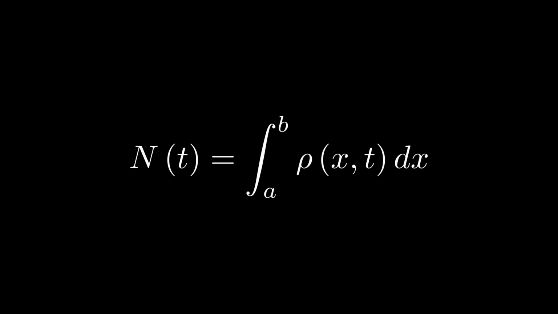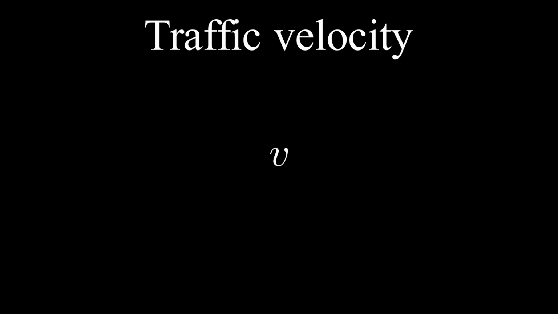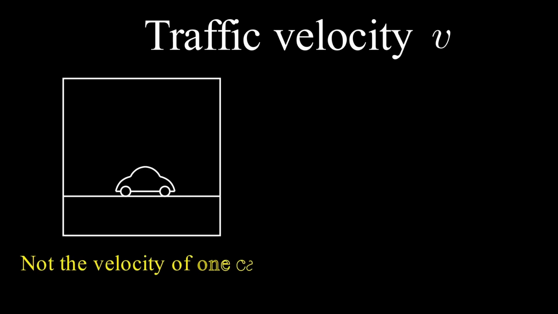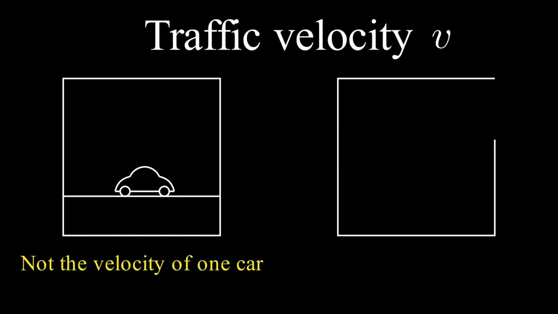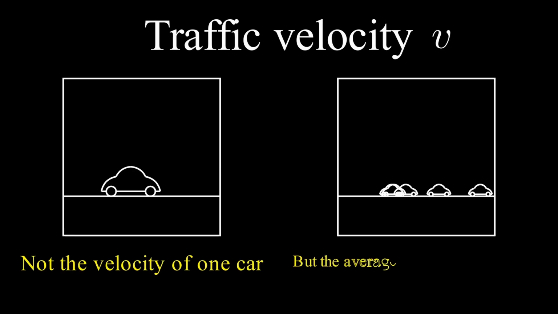The next quantity of interest that comes up naturally when studying the flow of traffic is the traffic velocity. Let's denote it by v. This does not refer to the velocity of individual cars, instead it is an average velocity, so the velocity of the moving traffic as a homogenized fluid. Again, the mean velocity of traffic depends on both space and time, so v is also a function of x and t.